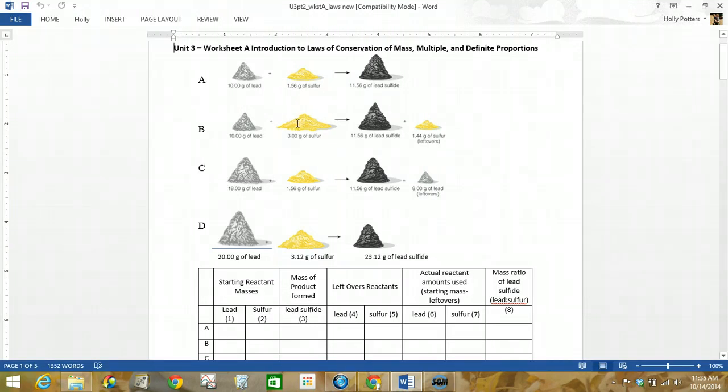Even if we have some of the reactant not actually reacting and becoming part of the compound, we'll still see the same total amounts at the beginning versus at the end. So that's what the law of conservation of mass tells us should happen.